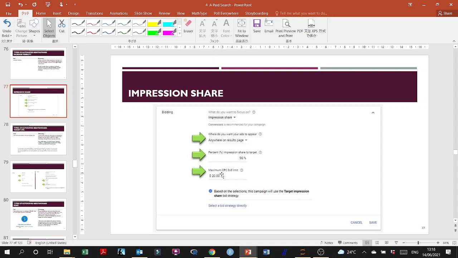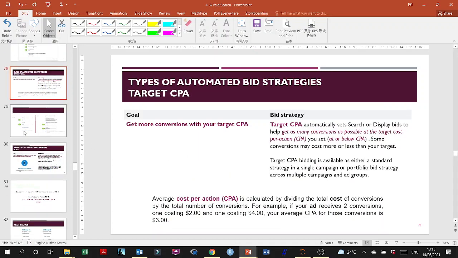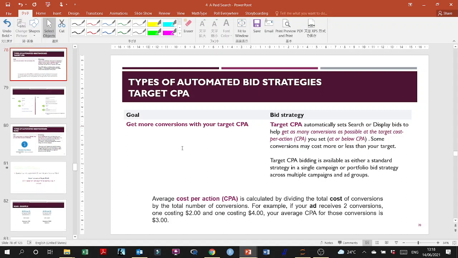And what is your maximum CPC bid limit? You can add a bid limit here, for example $20. So based on the selection, this campaign will use the target impression share bid strategy. You need to give a percentage of impression share to target, like 90% of the time, or 20% of the time that I am matched with this keyword.